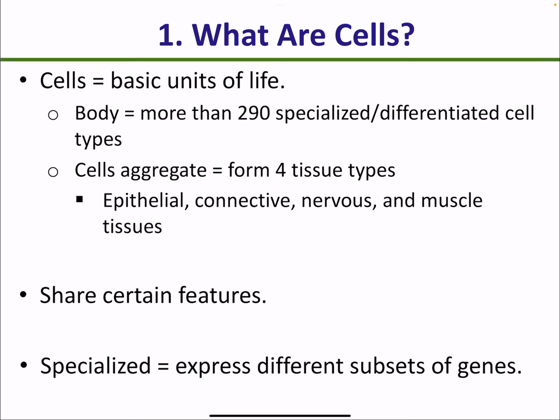Each tissue has specialized cells, and these cells are going to be different one from another. Say, for instance, nerve cells are going to be different from muscle cells because of the difference in the sets of genes each specialized cell is expressing.